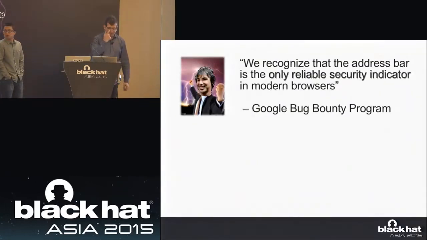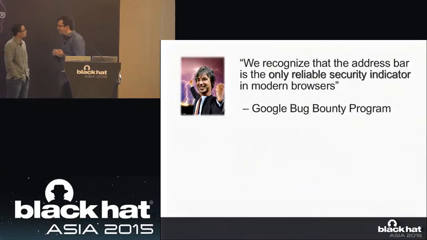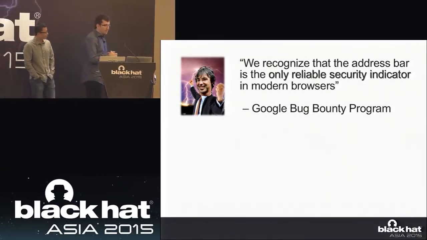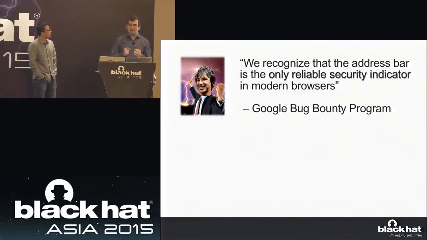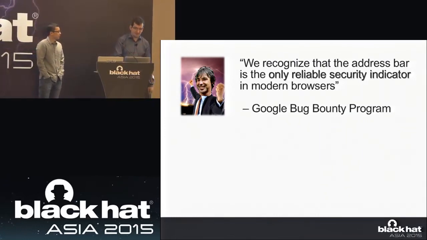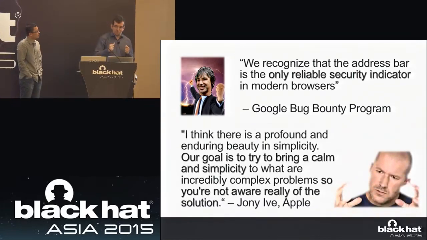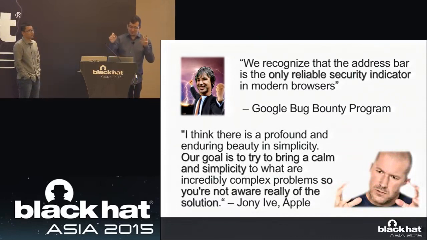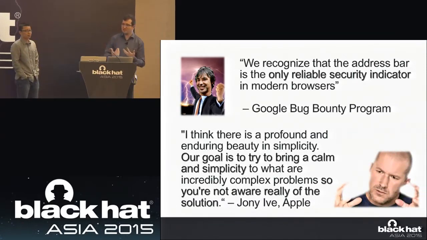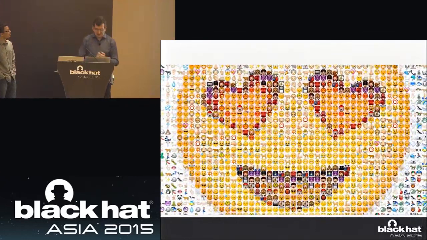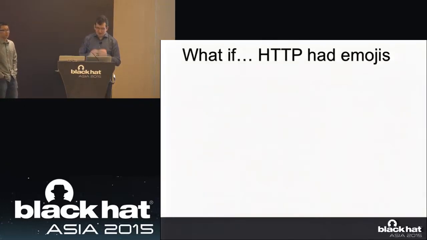So that's pretty standard. And let's talk a little bit about the design philosophies. What we see is, Google thinks, okay, well, the only reliable security indicator in a browser is the URL bar. Whereas Apple is always looking for simplicity. Apple is always looking to bring calm and simplicity so you're not really aware of what's happening behind the scenes, right? So let's see how that plays in the Apple ecosystem. Let's talk about emojis.